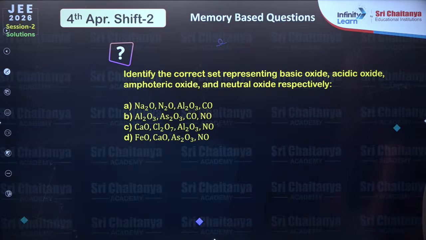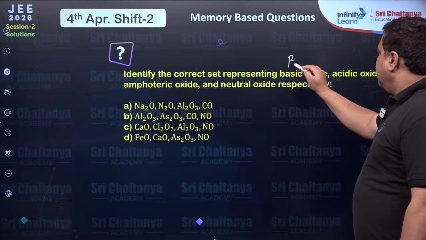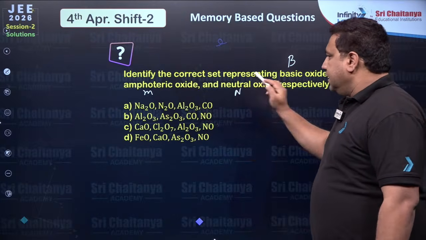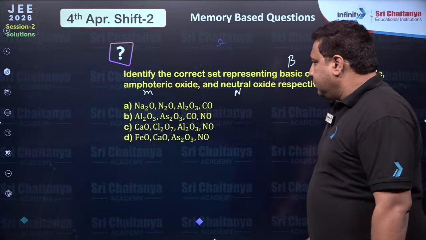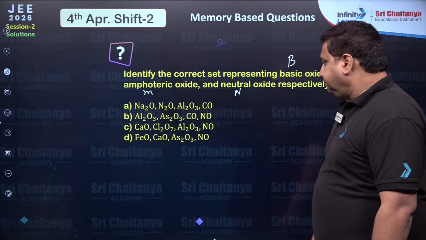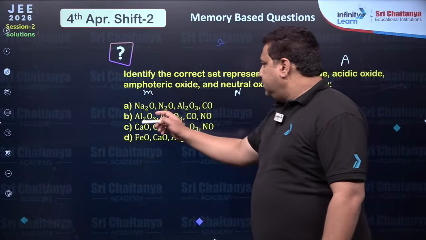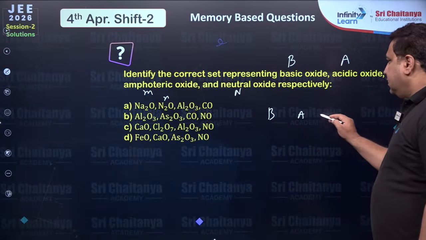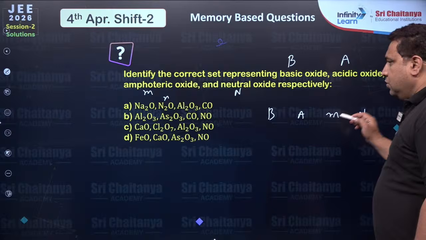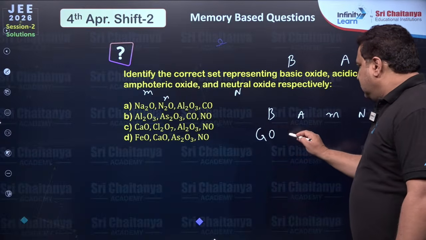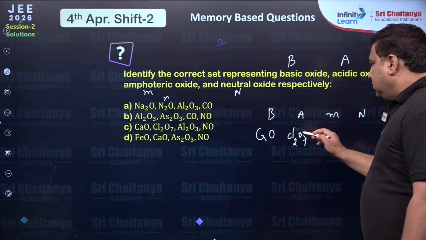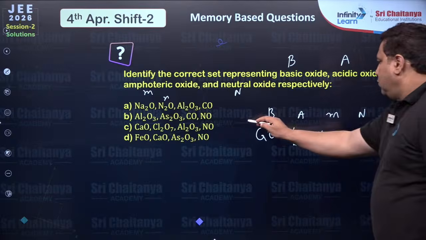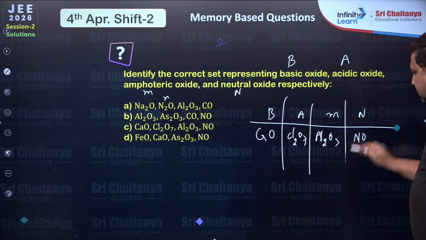Identify the correct set representing basic oxides, B, acidic oxide A, amphoteric oxides M, neutral oxides M. So everybody can see the direct answer without wasting time. First, this one is neutral. So the order must be basic, acidic, amphoteric and neutral. You can see basic here calcium oxide, acidic Cl2O7, amphoteric Al2O3 and neutral is NO. So this is the best suiting choice.